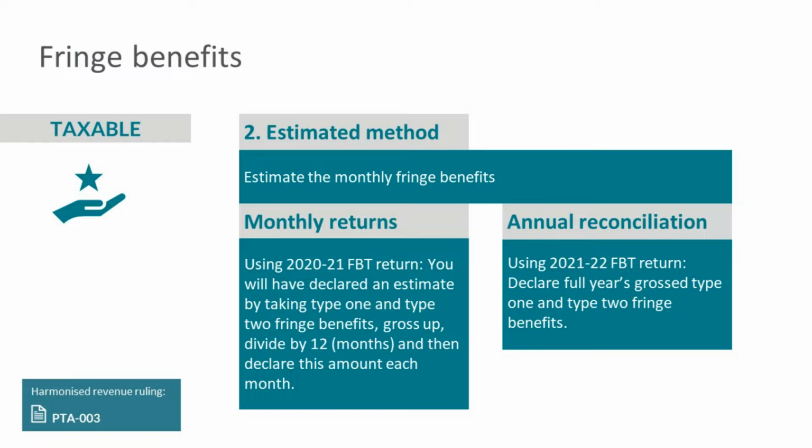You need to include the fringe benefits tax return submitted immediately before the annual reconciliation in July. You will take the Type 1 and Type 2 fringe benefits on the FBT return, gross up by the Type 2 factor, and declare this total amount as the actual fringe benefits for the year. Any differences in the estimated amount and the actual amount will be reconciled at this time. That final amount will be the figure you will divide by 12 and then declare for your ongoing monthly returns next year. So make sure you take note of it.